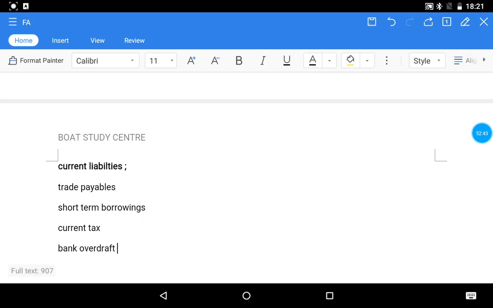Then non-current liabilities, we have said that these are the ones you clear or pay after a period of 1 year.